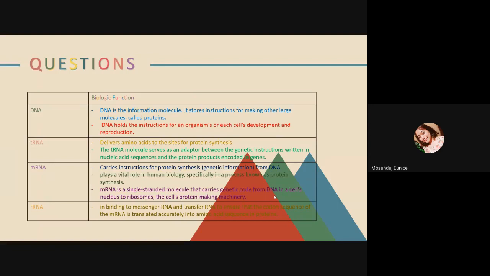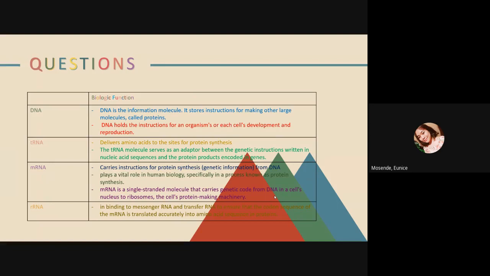The next one is mRNA, also known as the messenger RNA. Carries instructions for protein synthesis, genetic information from DNA. Plays a vital role in human biology, specifically in a process known as protein synthesis. mRNA is a single-stranded molecule that carries genetic code from DNA in a cell's nucleus to ribosomes, the cell's protein-making machinery. It acts as the messenger between DNA and protein production. mRNA is the RNA type discussed the most. mRNA serves as a genetic template since DNA can't leave the nucleus.